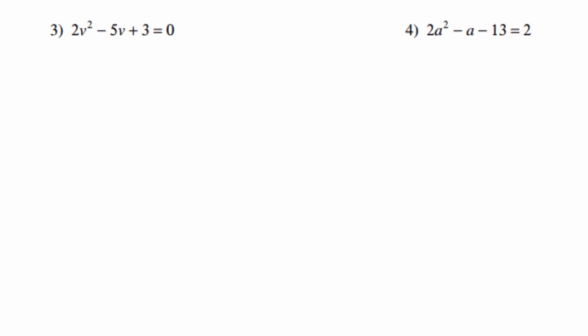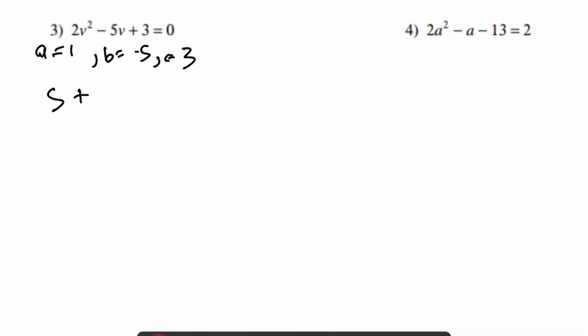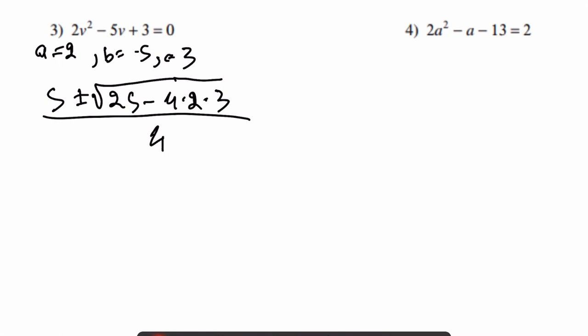Let me rewrite this. a equals 2, b equals negative 5, c equals 3. We have 5 plus or minus the square root of 25 minus 4 times 2 times 3, all over 4. Let me rewrite the formula here.